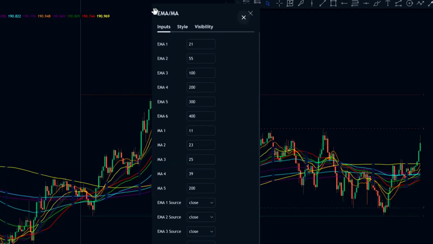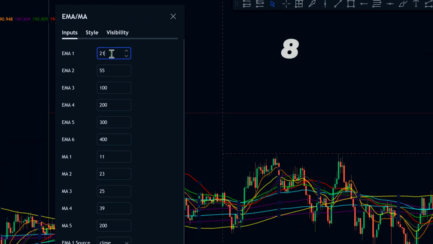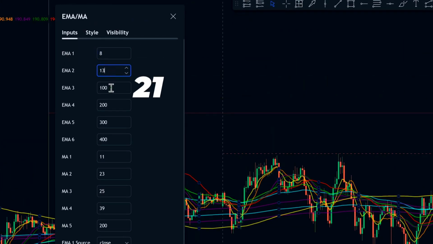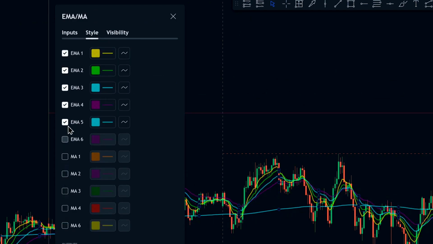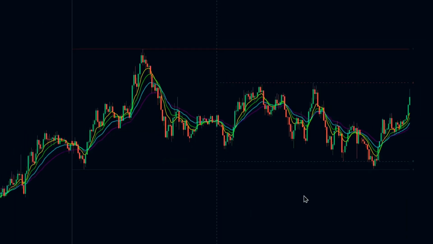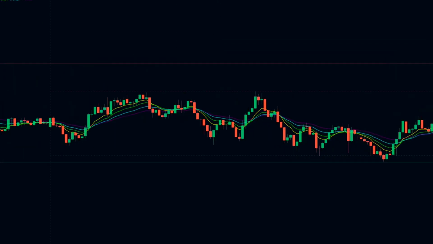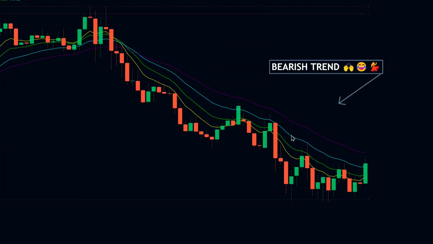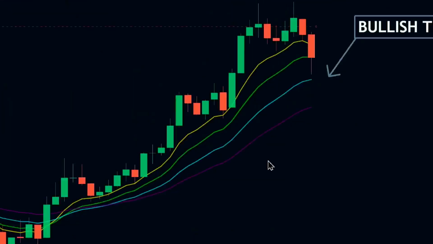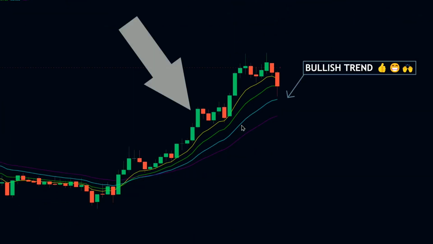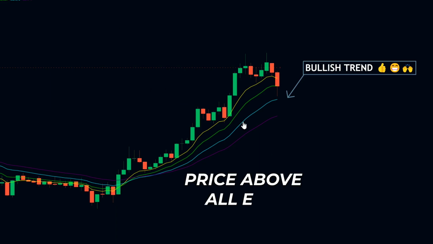In the Inputs tab, set the EMA lengths to 8, 13, 21, and 34. Then in the Style tab, disable all moving averages except for these 4. With this setup, trend identification becomes straightforward. When all 4 EMAs are stacked and the price stays consistently below them, it indicates a bearish trend. Conversely, if the price remains above the EMAs, the trend is bullish.